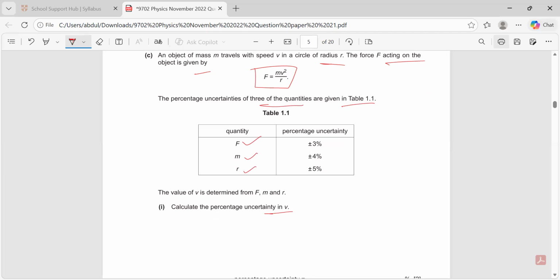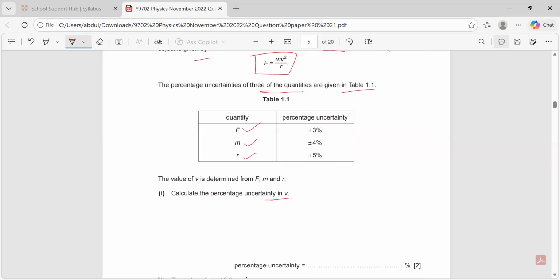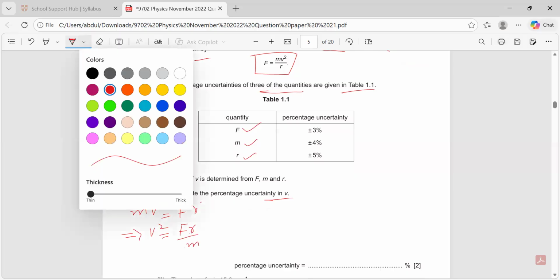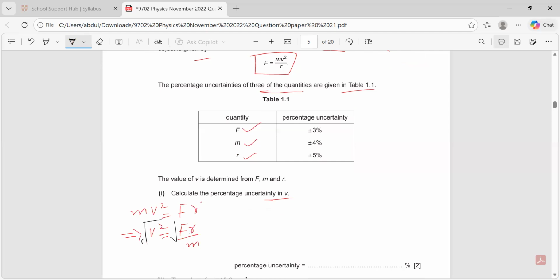So how to calculate that percentage uncertainty? First of all, v is not the subject of the equation. We are supposed to make v the subject. So I can write, by cross multiplication, mv squared is equal to Fr. This implies that v squared is equal to Fr over m, and then taking the root on both sides, we get v is equal to Fr over m, whole raised to the power 1 over 2.